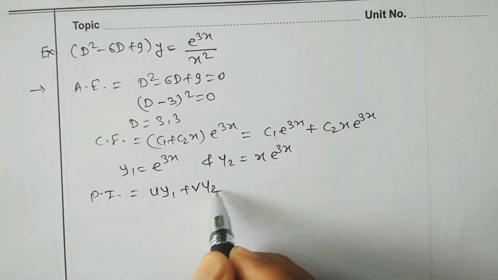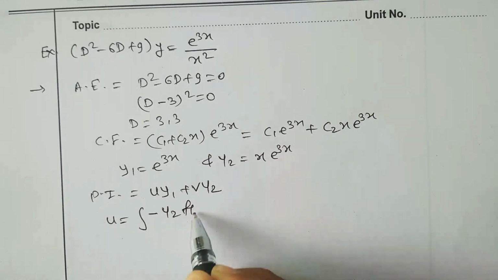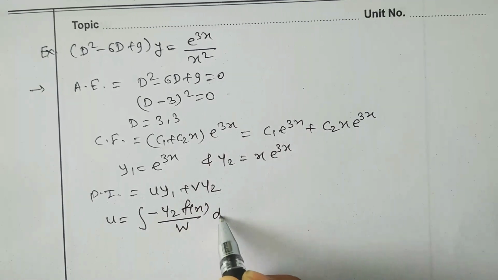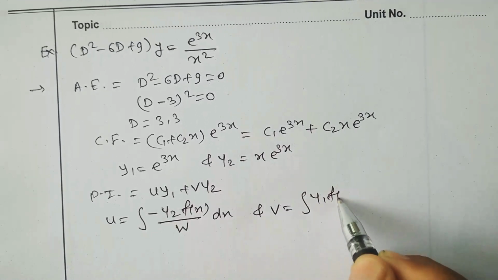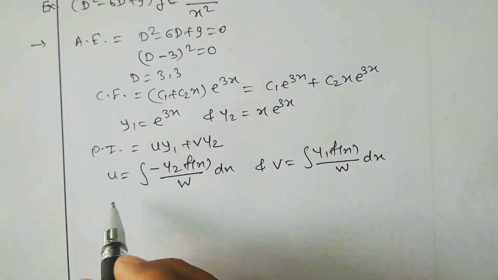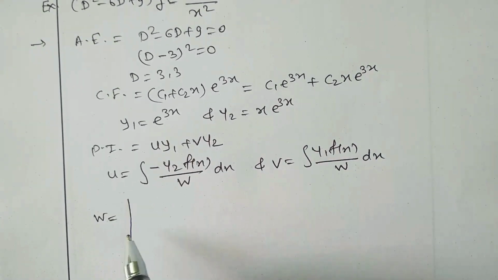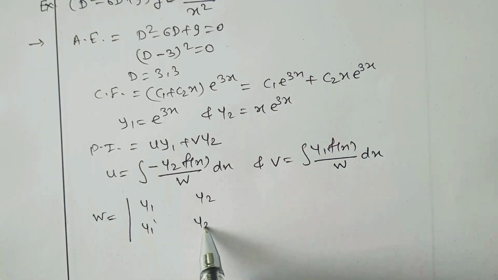uy1 + vy2. u can be calculated by the formula integration of -y2 f(x)/W dx, and v is integration of y1 f(x)/W dx, where W is the Wronskian, that is the determinant y1, y2, y1', y2'.